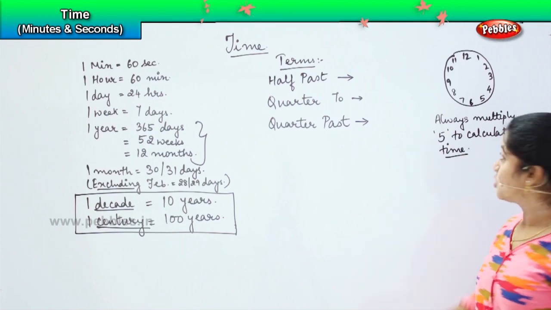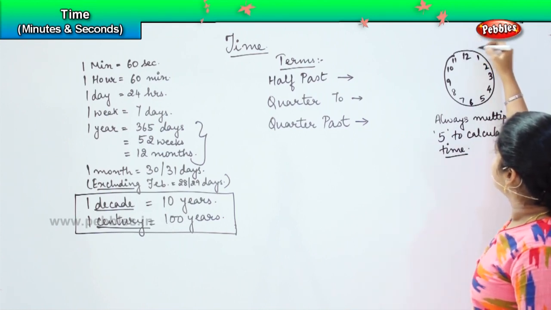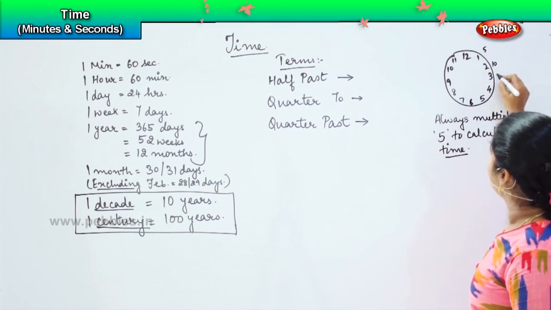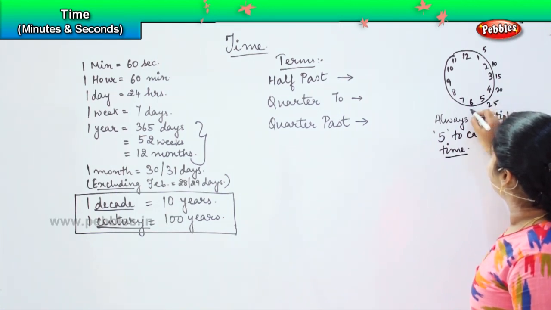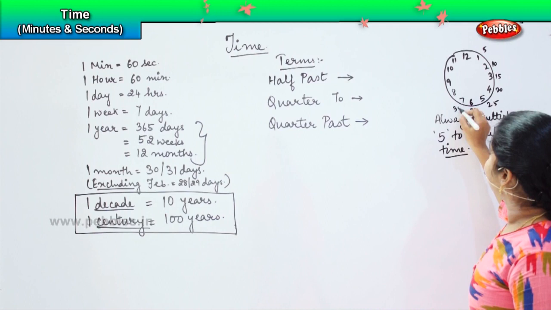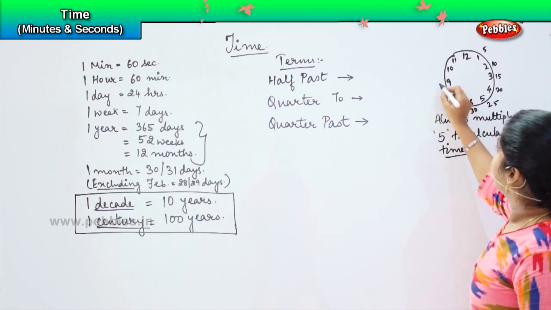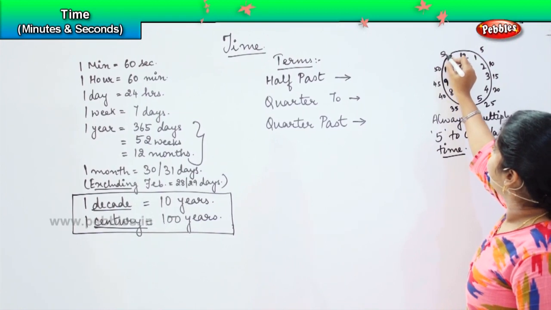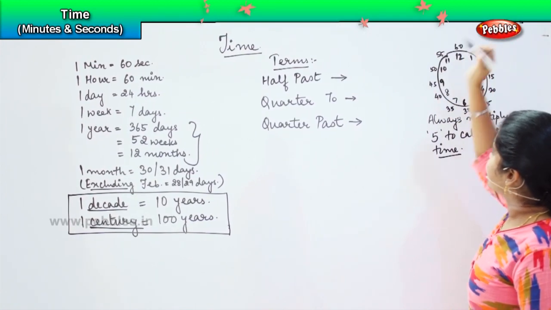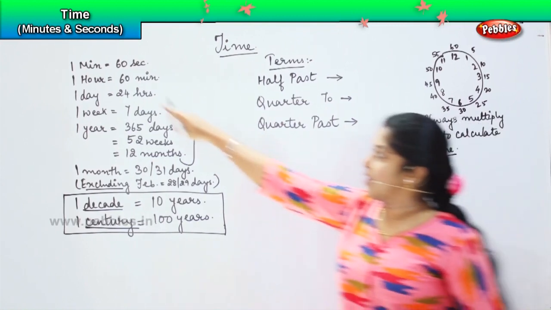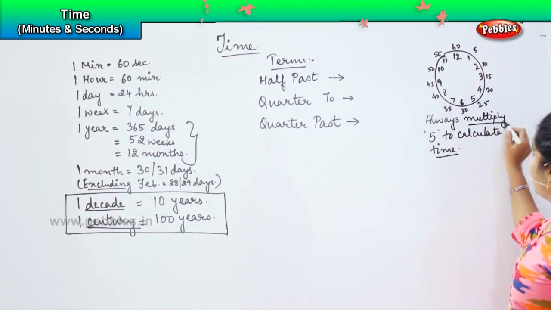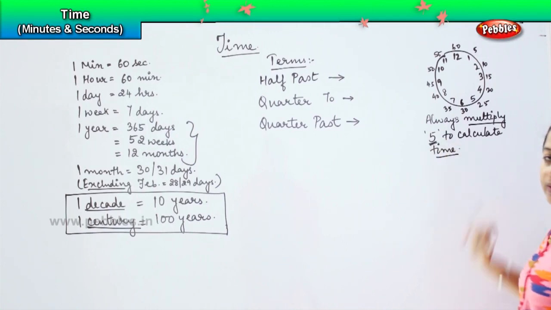Yeah, right? So which means that if it starts from here, so here it will be for me 5, then this will be 10, 15, 20, 25, 30, 35, 40, 45, 50, 55, and then this becomes 60. And this is how we say that 1 hour is equal to 60 minutes. So we always multiply 5 in order to calculate the time.